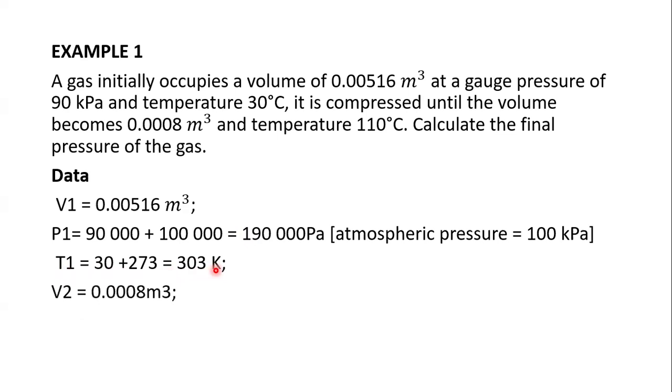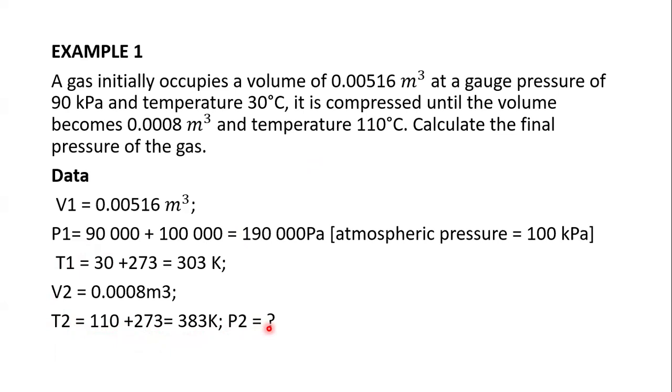Volume number 2 we're given was 0.0008. So there we have it. Then temperature number 2, 110, must also be converted the same way we've done here. We're still adding the same value, 273. What you get is 383. What is the question asking for? It is pressure number 2.